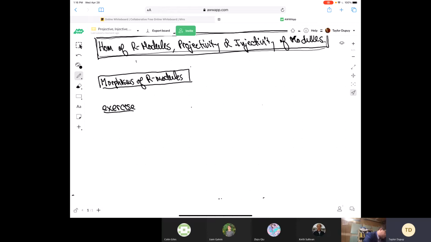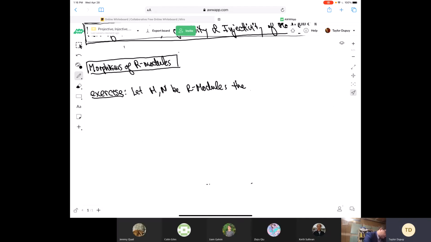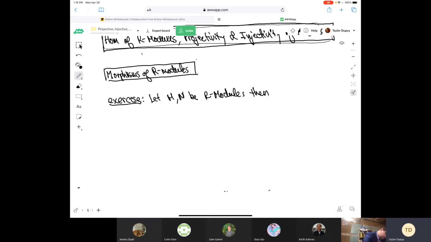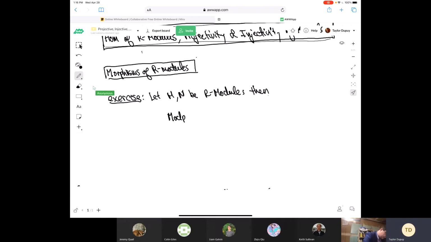Maps of R modules are an R module. So let M and N be R modules. Then this thing here, Mod R of M, N, has the structure of an R module.